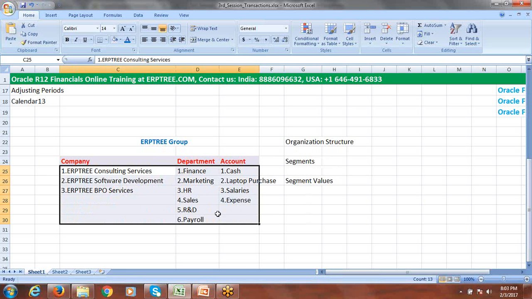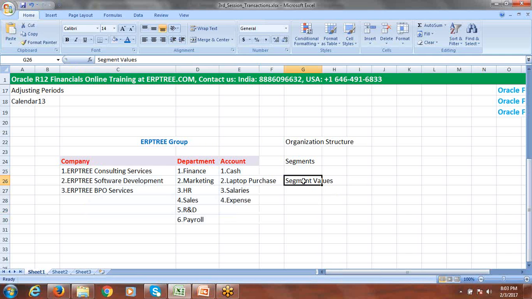However I wrote it in this spreadsheet, in the same way you cannot maintain segment values directly in the system. If you want to maintain the segment values, before that you should have segments, and if you want to maintain the segments, before that you have to create the organization structure. That means first you have to create the organization structure, nothing but company name, group name. Under that organization structure you have to create the segments. Under segments you can create the segment values.